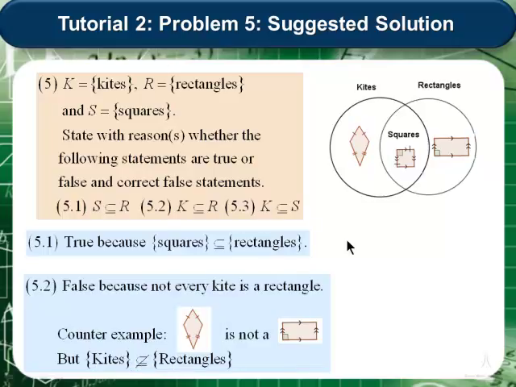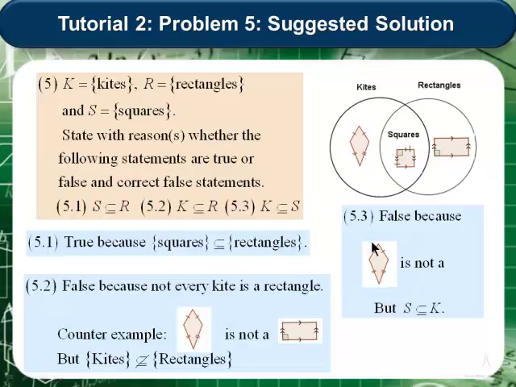The last statement says that all kites are a subset of the set of squares, which is also false, because if you look at this particular kite, it's clearly not a square. But what is true is that the set of all squares is a subset of the set of all kites.